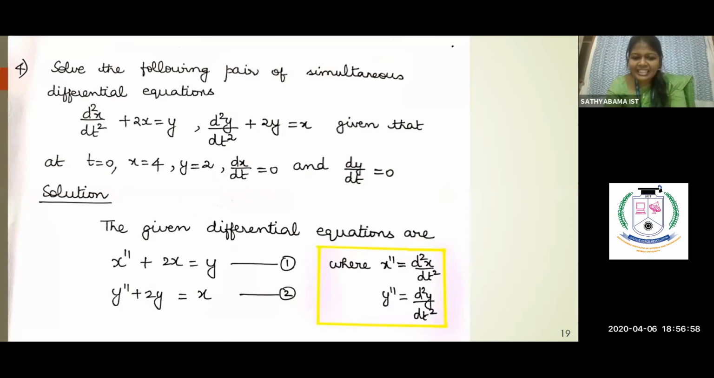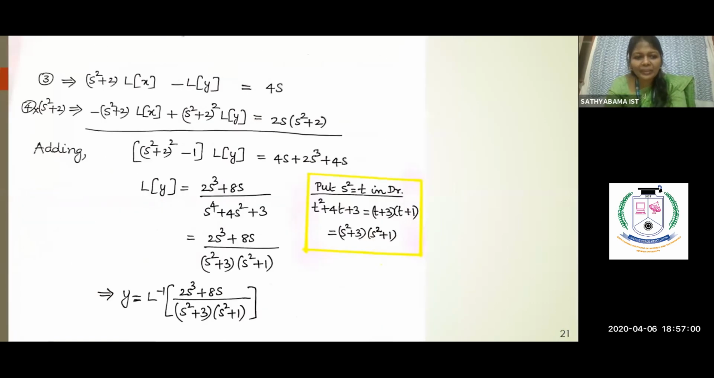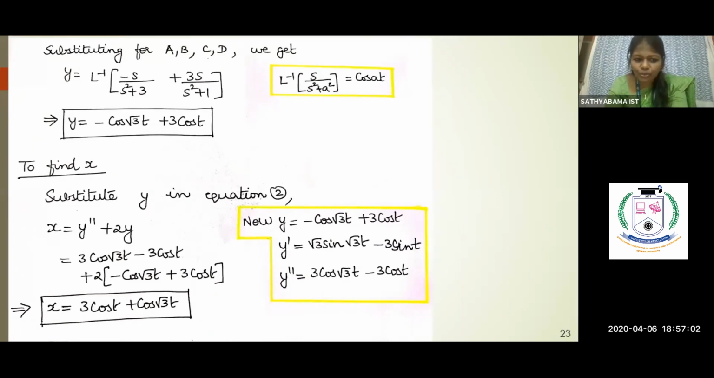So what is x? X is y double dash plus 2y. Find y double dash. You know what y is, right? Please look at the highlighted step on the right. So from y, find y dash, then find y double dash. Differentiate 2 times. So I have substituted that here. So x is y double dash plus 2 times y, the y you found just now. So I have substituted for y and simplified. That's how I find x.